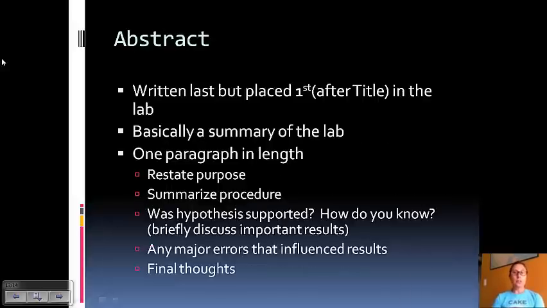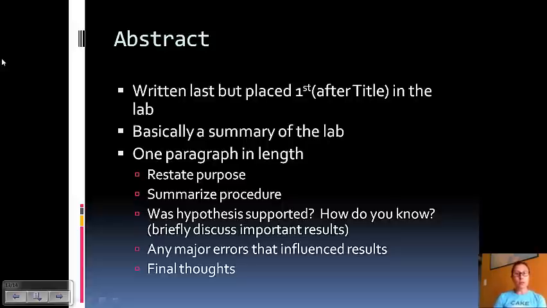Okay, so the last part that we're going to discuss is the abstract. This is written last, but it is placed first after the title in the lab. And it's basically a summary of the lab. So if someone is researching a particular topic, they can just read the abstract of your lab and find out what your results were instead of reading your entire lab report. That tells them, oh, okay, this lab relates to what I'm studying, so I want to read it in more depth, or no, this isn't what I'm looking for, and go on to the next one.